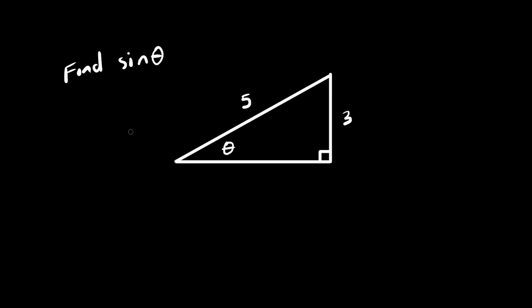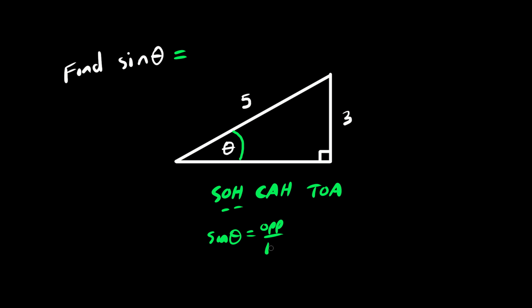Let's find sine theta. To find the sine of this angle, we're going to use SOH CAH TOA trigonometry. Now sine theta is opposite over hypotenuse. This is a nice mnemonic that helps us memorize. Sine theta is equal to the opposite over the hypotenuse. Cos theta is equal to adjacent over hypotenuse. And tan theta is equal to the opposite over the adjacent.